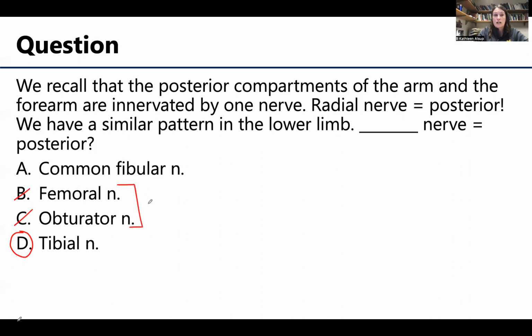These nerves are not branches of the sciatic nerve. The common fibular nerve is a branch of the sciatic nerve. We haven't talked about what it innervates yet, but it will certainly come up when we get down to the leg muscles. All right, so radial nerve equals posterior when we're talking about the upper limb. Tibial nerve equals posterior when we're talking about the lower limb. And hopefully that helps you compartmentalize those and lessen a little bit of that cognitive burden of memorizing all the muscles and what they're innervated by.